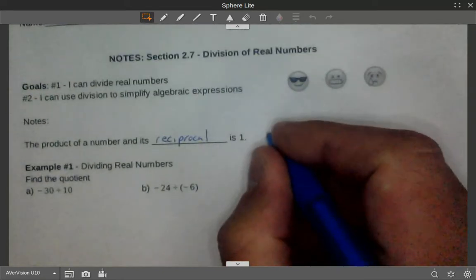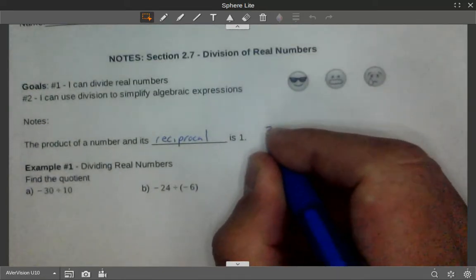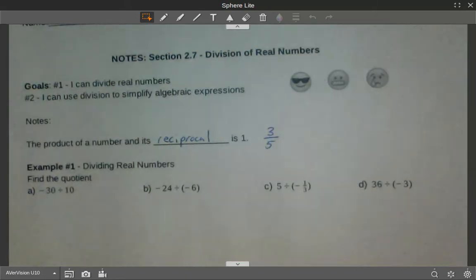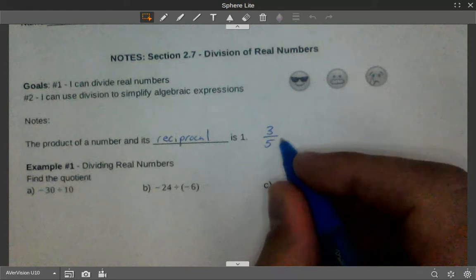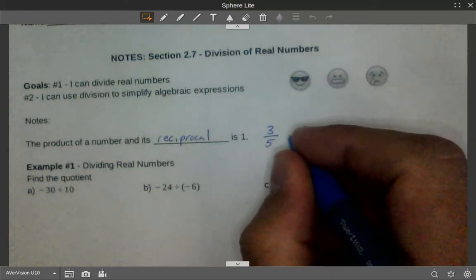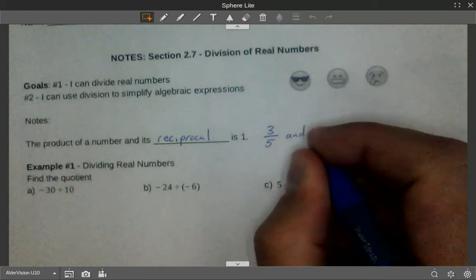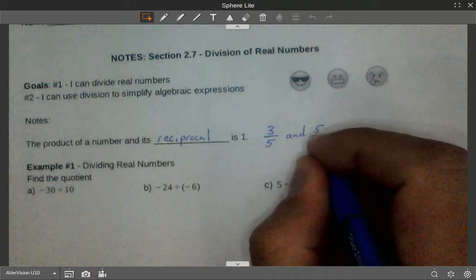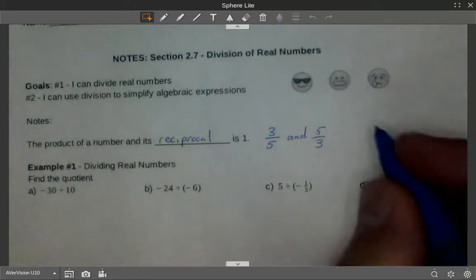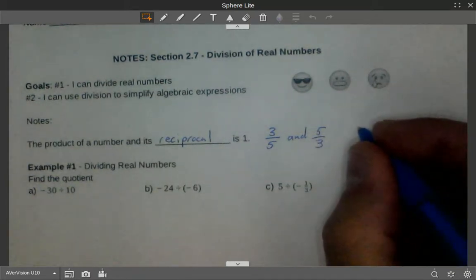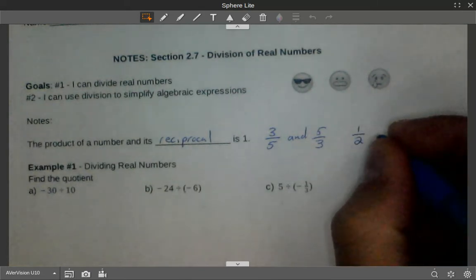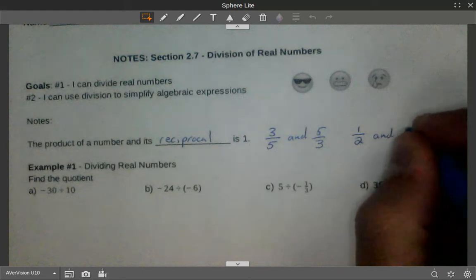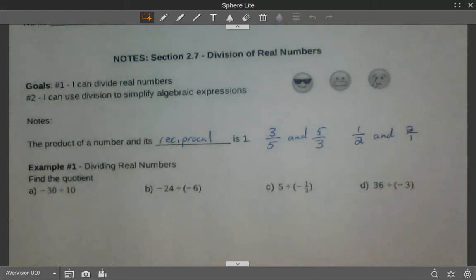Now, a reciprocal just means that if you have a fraction, all we're going to do is flip it around. Whatever's on the top goes on the bottom. Whatever's on the bottom goes up top. So the reciprocal of 3/5 would be 5/3. If I have 1/2, the reciprocal of 1/2 is going to be 2/1.